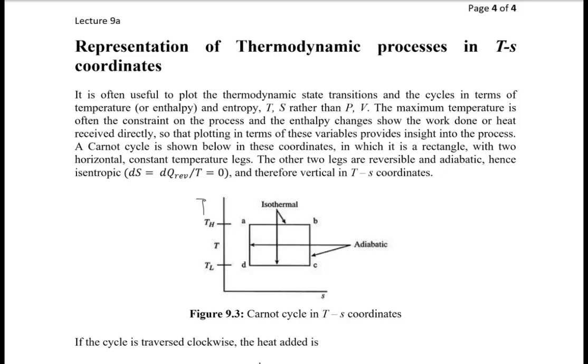But considering it over here, we have two different processes in the Carnot cycle. One is the isothermal process, and one is the adiabatic process. So we have two isothermal processes and two adiabatic processes. So this is a Carnot cycle going from state A to B, B to C, and C to D, and then obviously coming back to state A.